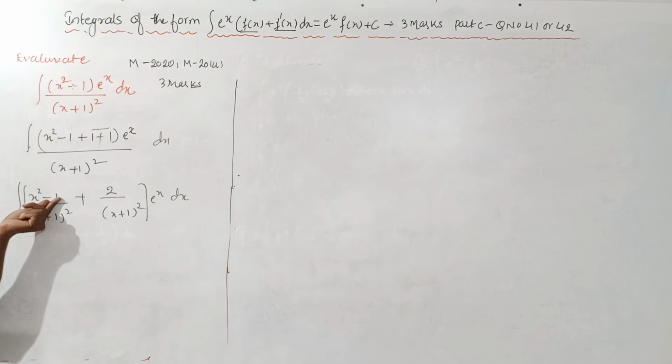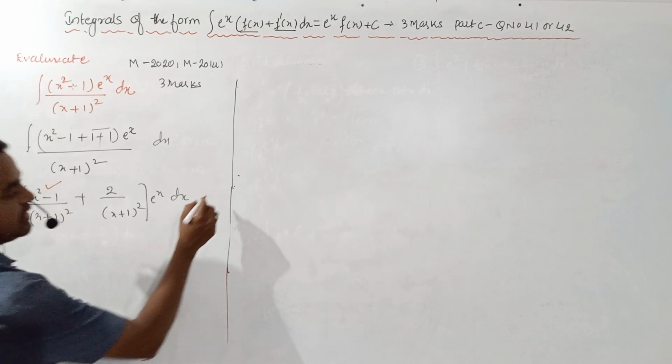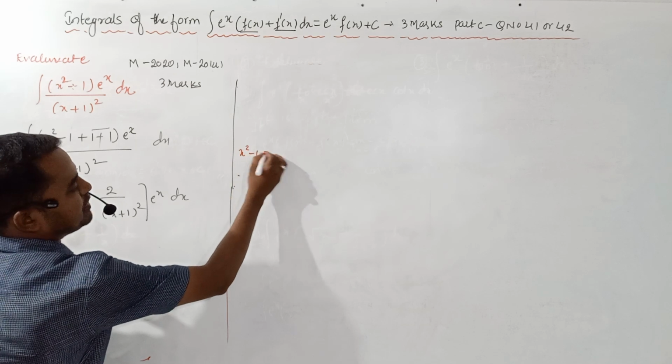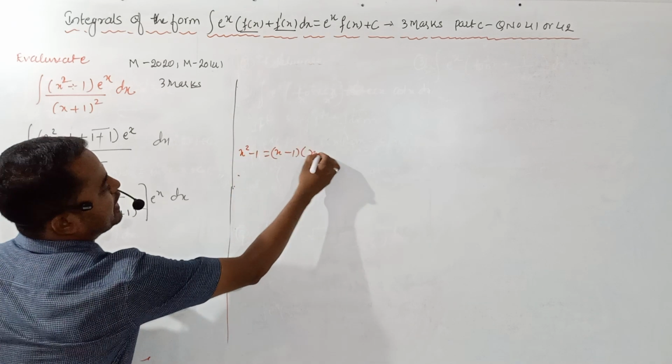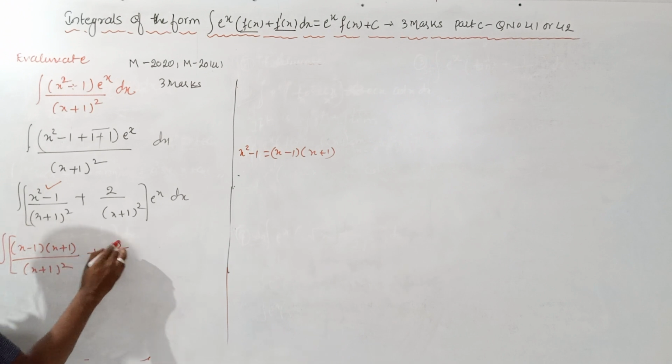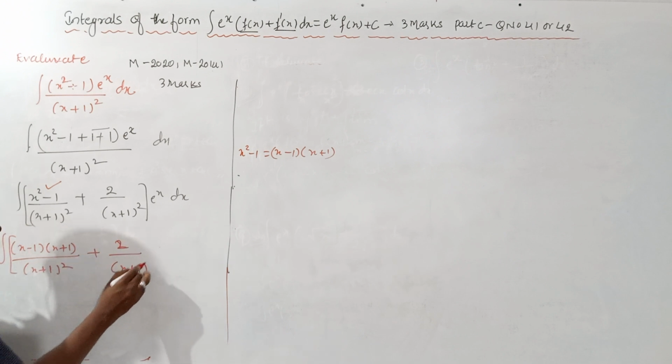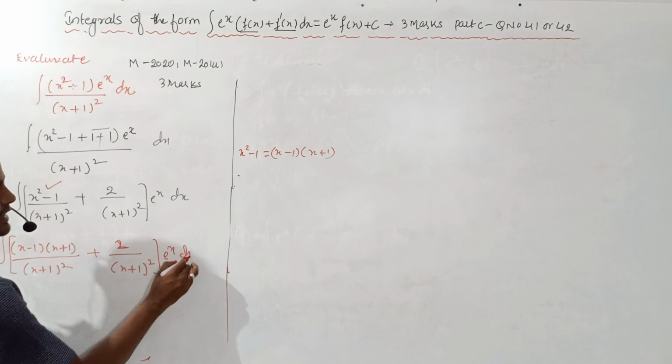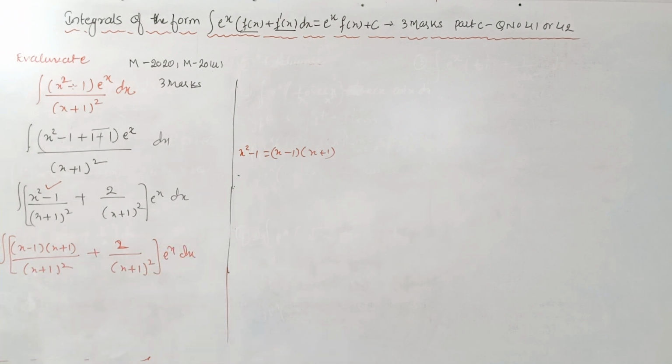Here a square minus b square can be written as a minus b into a plus b, where 1 square is 1 itself. So x square minus 1 is nothing but x minus 1 into x plus 1. This I am writing: x minus 1 into x plus 1 divided by x plus 1 whole square, in the bracket, plus 2 divided by x plus 1 whole square, e raised to x dx.